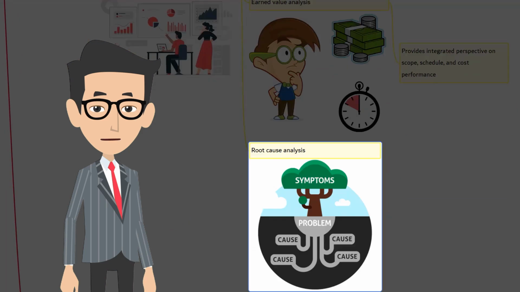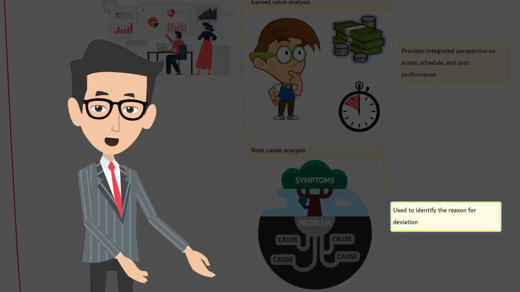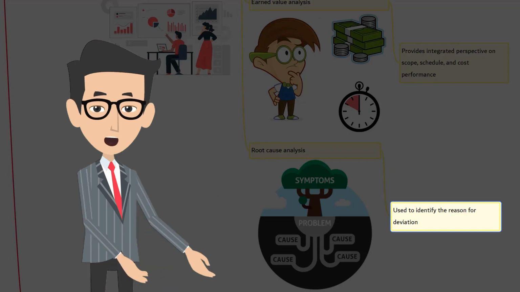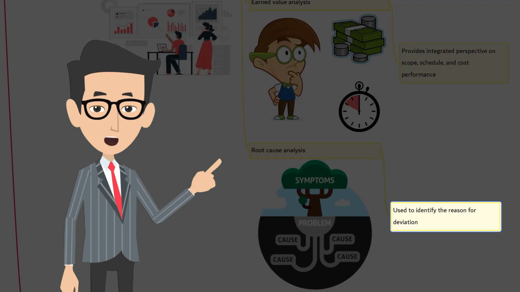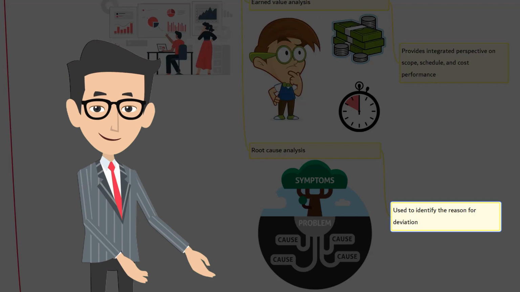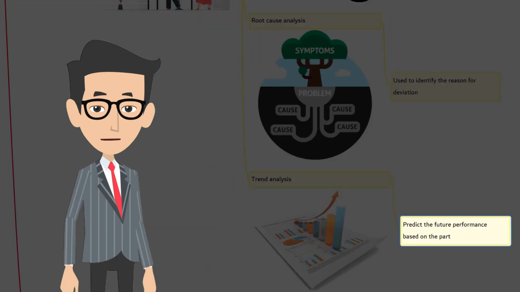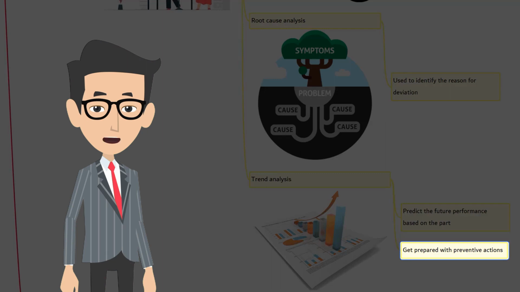Root cause analysis. Remember, we are in monitor and control project work. If the project is not progressing as per the plan, there could be multiple reasons for deviation. Root cause analysis focuses on identifying the main reason for the problem. Trend analysis. During monitoring and controlling, based on the past project performance, the future performance of the project is predicted. This helps the team to get prepared with preventive actions as necessary.